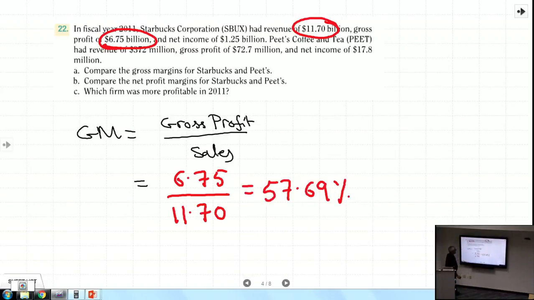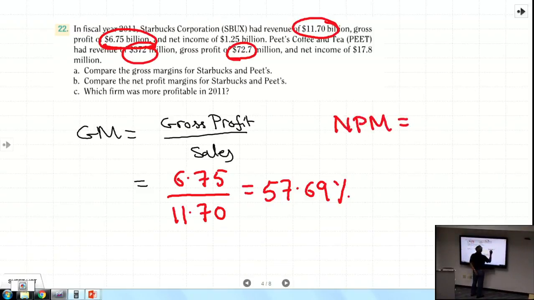That's for Starbucks, and for Pete we can do the same thing. Pete's gross profit is 72.79, and revenue is 372. So we can do that, and that gives us 19.54. Then we can find out net profit margin.